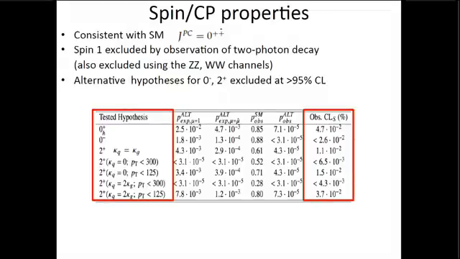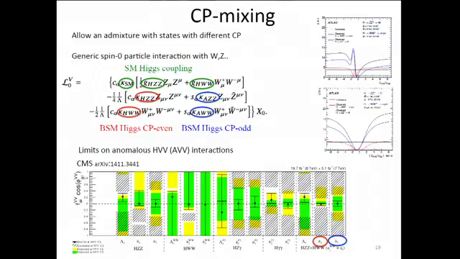So in practice, the result is that everything is consistent with the standard model hypothesis. Spin 1 is, of course, excluded by the fact that you observe the decay into two photons, which cannot happen for a spin 1 particle. And the 0 minus and 2 plus hypotheses are all excluded at more than 95% confidence level. This is shown in this table. Basically, these are the different hypotheses. In particular, for the tensor hypothesis, you have to choose different models with different couplings to the quarks, for example, because this changes the distributions that you observe.